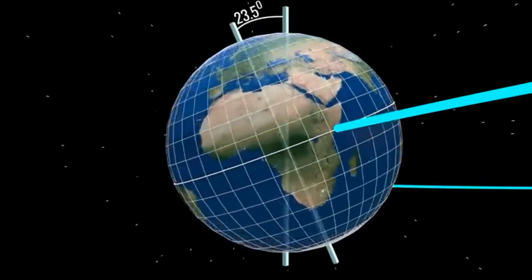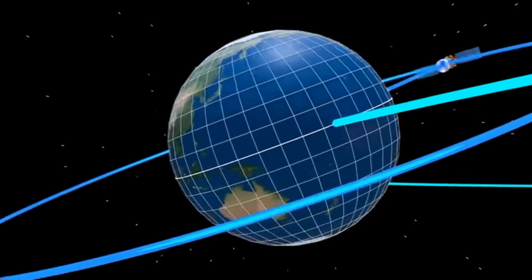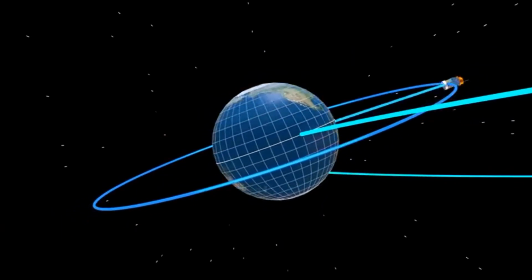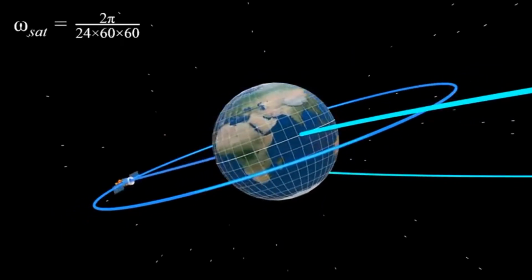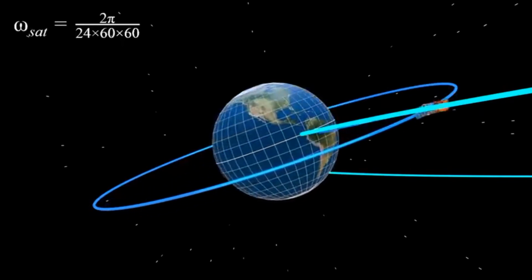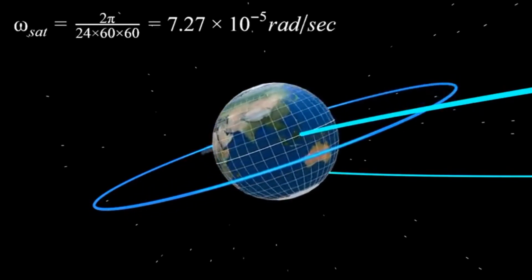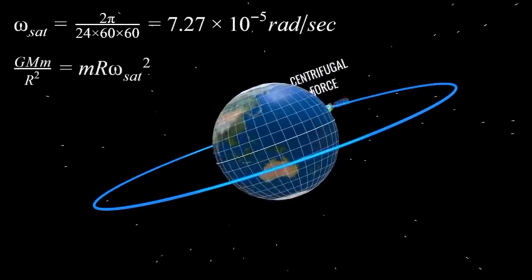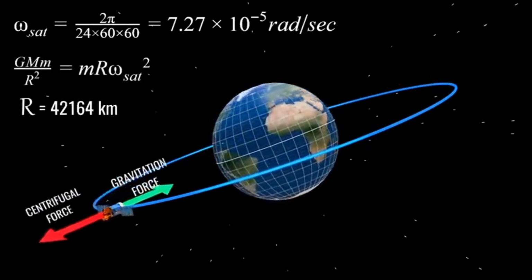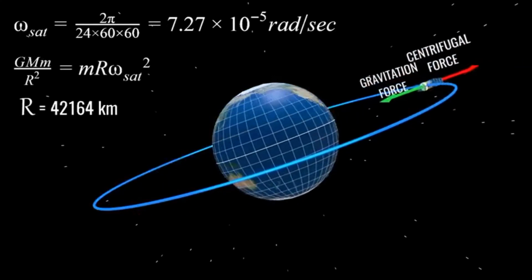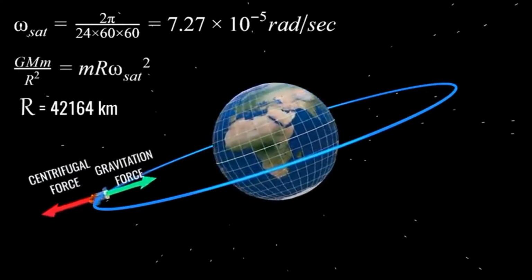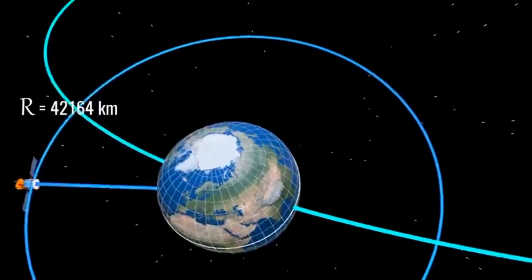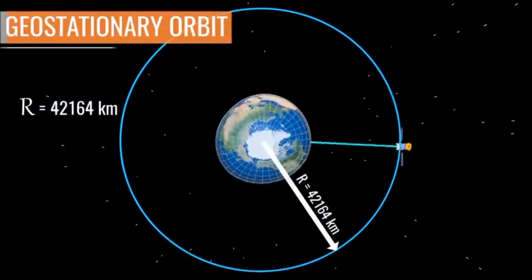For satellite TV to work, the satellite should not move relative to your house. This means that the satellite should rotate at the same speed as that of the Earth, which means it will take 24 hours to complete one cycle. Let's work out the force balance equation of the gravitational and centrifugal forces at this point, using this speed information. You can see that the orbital radius required to achieve the no relative motion condition for the satellite is exactly 42,164 kilometers. This orbit is known as a geostationary orbit.